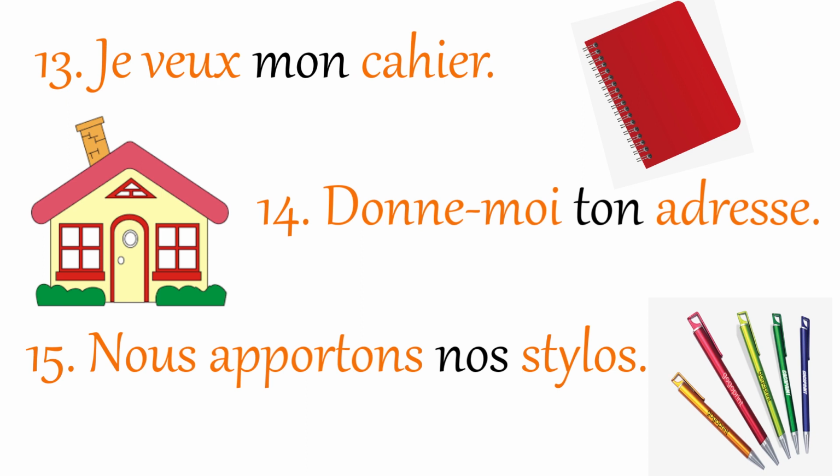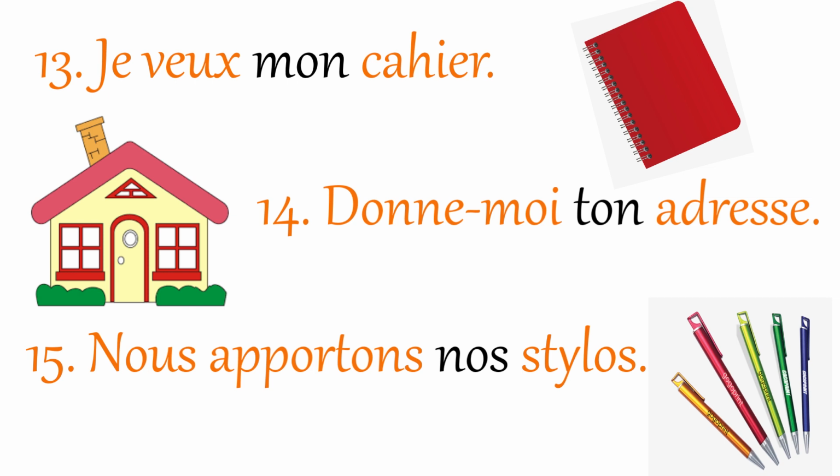Now, sentence number 13. Je veux mon cahier. I want my notebook. Now, the word cahier is masculine singular, so we have used mon. Now, sentence number 14. Donne-moi ton adresse. That means give me your address. Now, the word adresse is starting with a vowel, so we will take ton, the masculine singular case, which is also used for all the vowel singular cases. Donne-moi ton adresse.